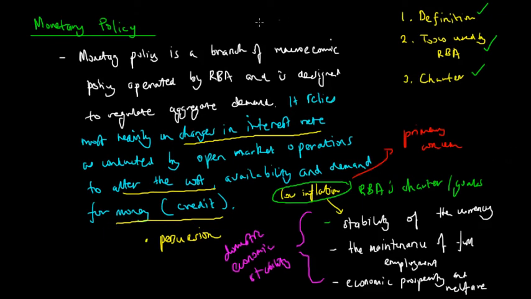Welcome to a series of lectures on monetary policy. This will be very exciting because we've got very exciting analysis coming up. But to take away from this lecture, monetary policy is a branch of macroeconomic policy operated by the RBA and is designed to regulate aggregate demand. It relies most heavily on changes in interest rate as conducted by open market operations to alter the cost, availability, and demand for money or credit.